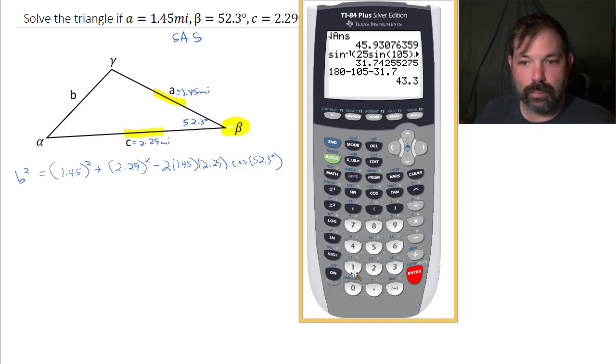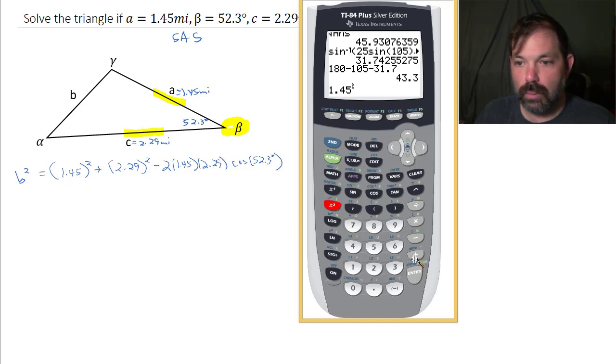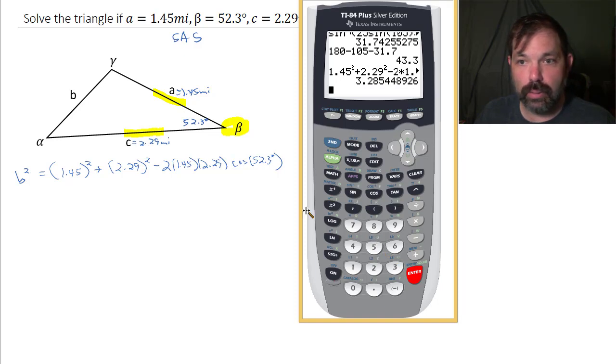All right, so let's see. We have 1.45 squared plus 2.29 squared minus 2 by 1.45 by 2.29 by cosine 52.3. Now again, that's c squared. Sorry, not c, b squared. So b squared is 3.285, etc.